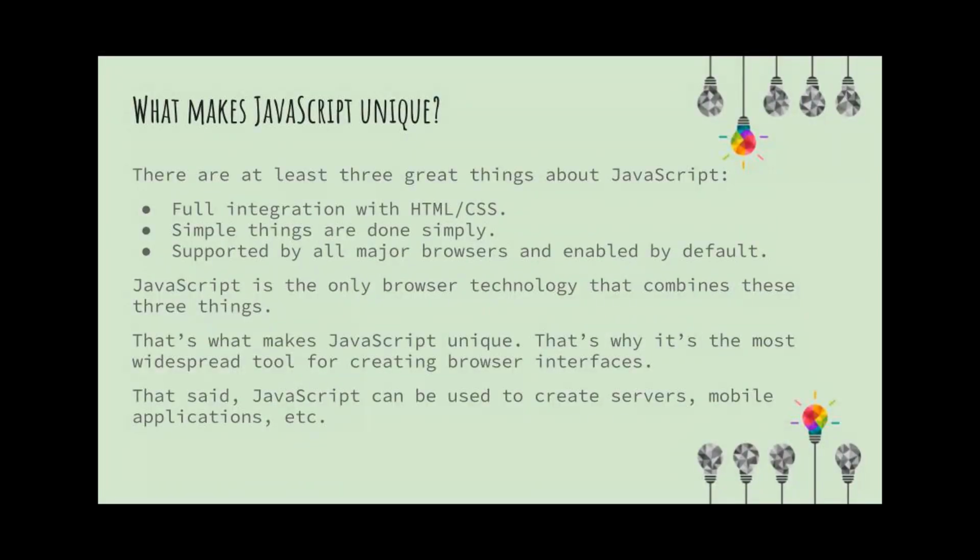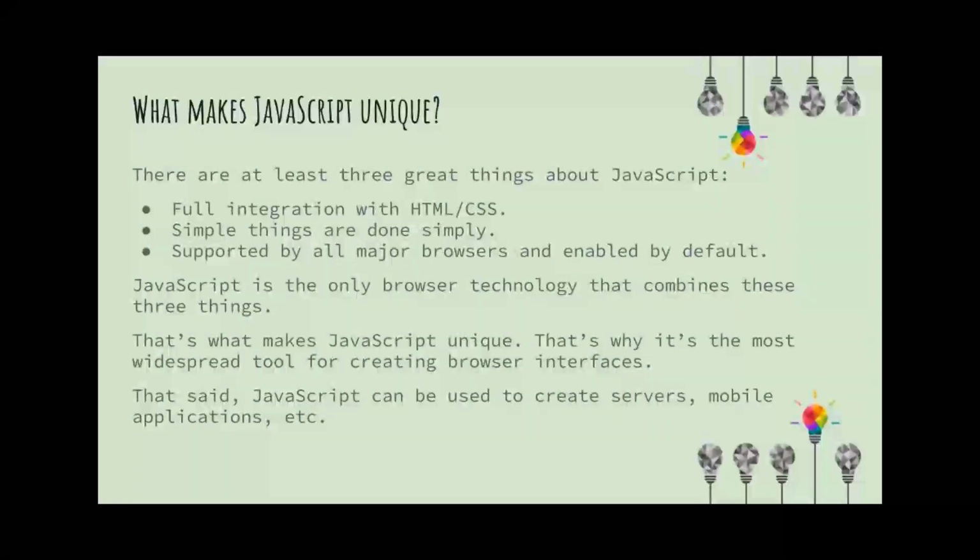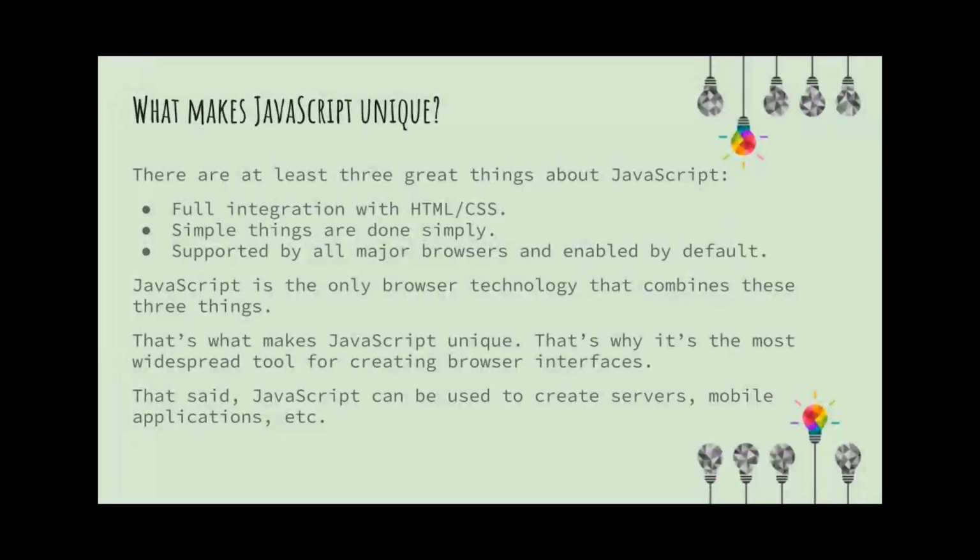What makes JavaScript unique and why is it popular worldwide? There are three great things about JavaScript. First, full integration with HTML and CSS. JavaScript is the most compatible language with HTML and CSS, as we all know. Second, simple things are done simply. JavaScript is easy to learn, and the code is written simply so that every developer can easily understand it.